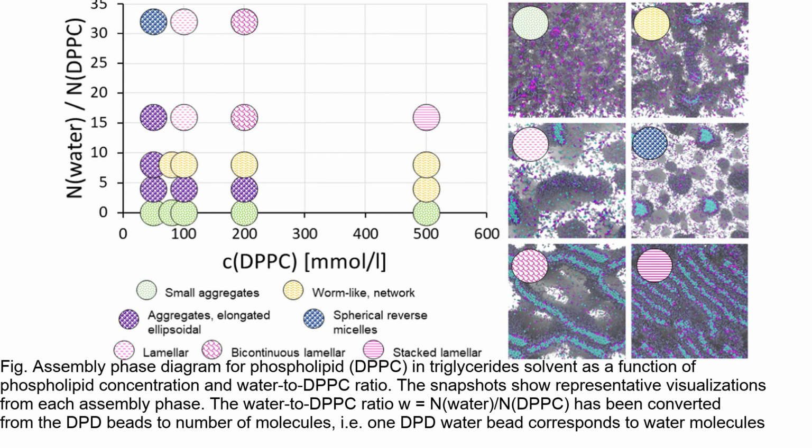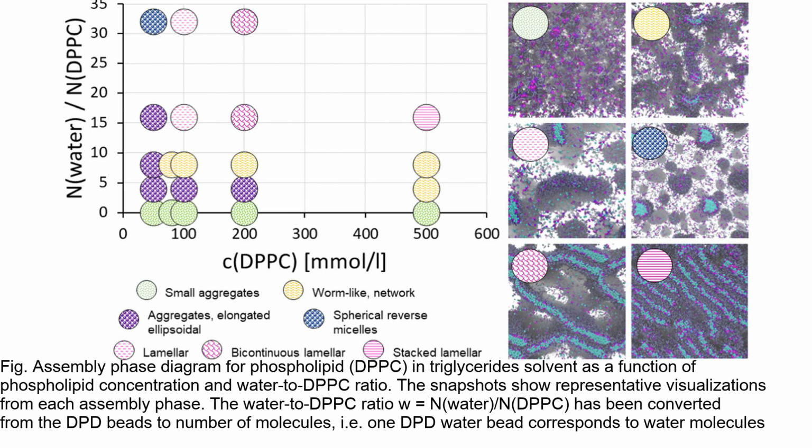The water content and DPPC concentration play a crucial role in determining the morphology and organization of the phospholipid assembly in the bulk phase. The significance of Figure 3 to the paper is that it provides a comprehensive understanding of the assembly behavior of phospholipids in bio-oils.